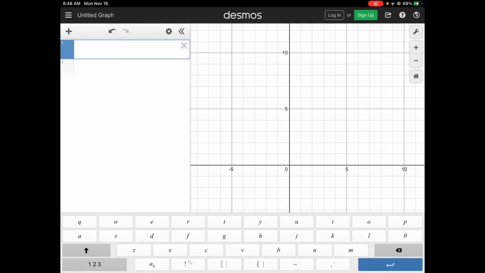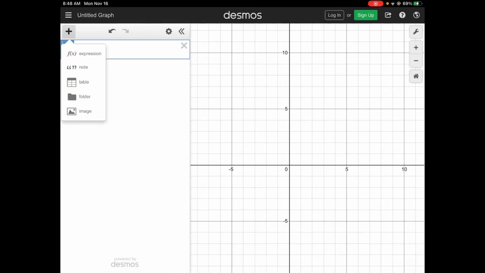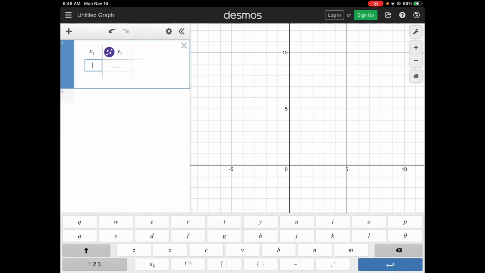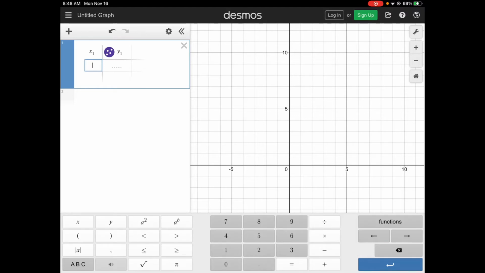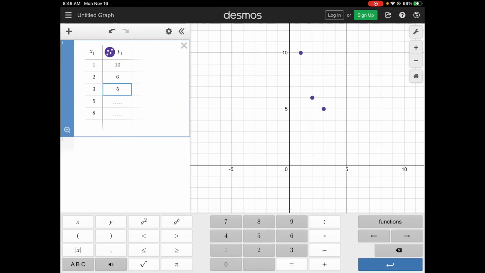To create the table, I'm going to hit the plus sign on the left side and it's going to ask what I want to import. And I want to import a table. And so I'm just going to create some numbers here. So 1, I'm going to tap down, 2, 3, we'll go 5, 8, because again, data is not perfect, 10, 6, 5, 4, and 3.2.